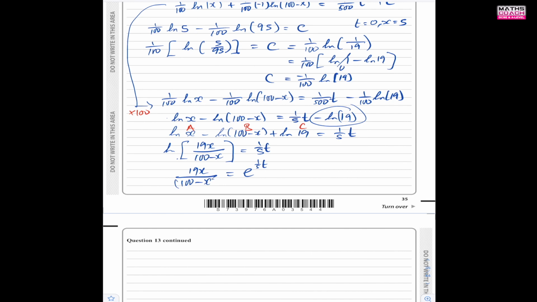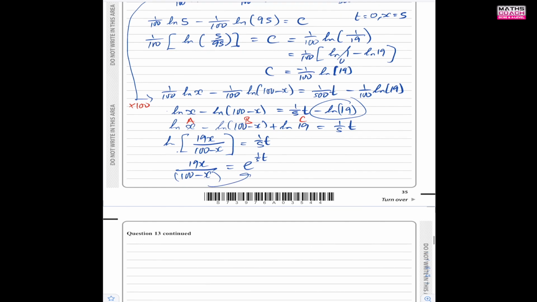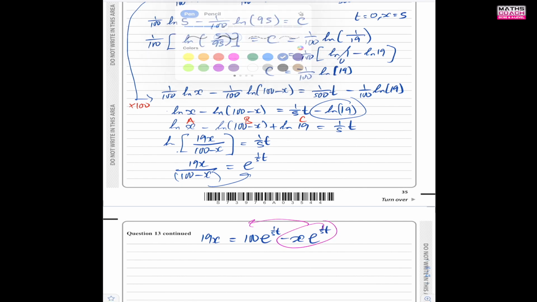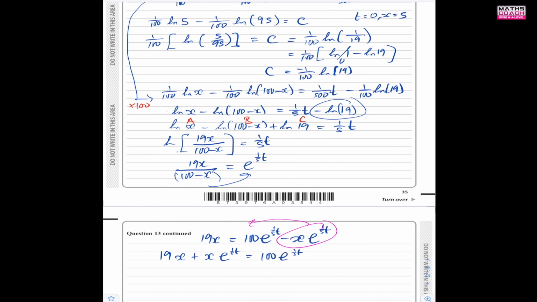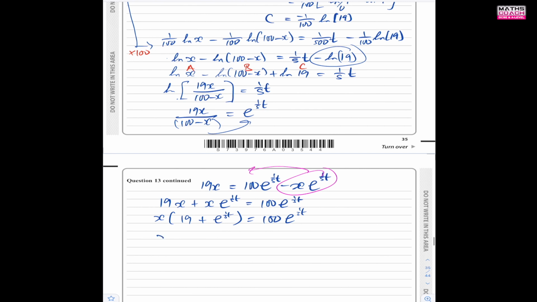Now we need to take that bracket to the right and expand this out. So 19x will be equal to 100 e to the power of 1/5 of t minus x e to the power of 1/5 of t. We need to make x the subject, so we're going to take that to the left hand side and add it on to the 19x. So 19x plus x e to the power of 1/5 t equals 100 e to the 1/5 t. Factorize the x out of both terms and then divide across by the bracket.